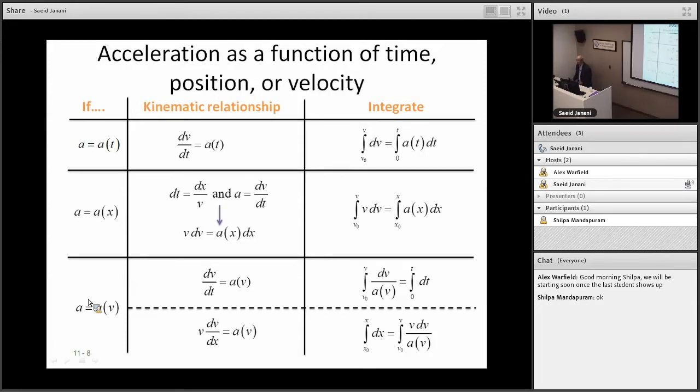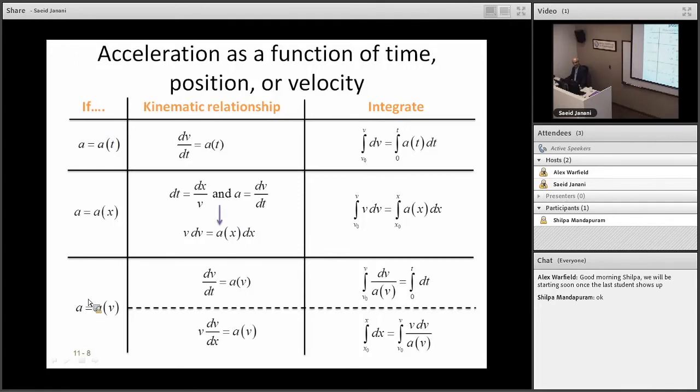Okay, this table gives you a kind of summary of kinematic relationships. If acceleration is a function of time, then dv over dt is acceleration. So this is just the summary that we just talked about. You can refer to it as needed. Any question about this slide?